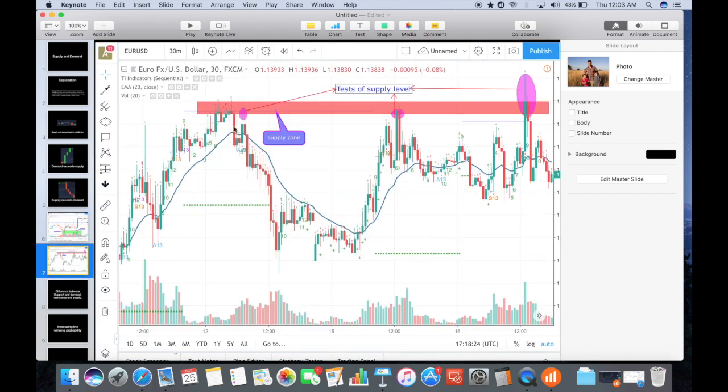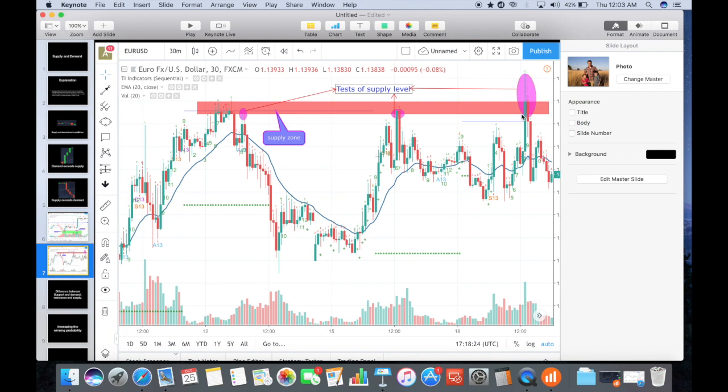Same for the supply zone. This is a supply zone. Exactly over here, there was an imbalance. The supply exceeded the demand and prices quickly moved away from that level. They tagged it again and started dumping afterwards. That was a test of the supply level, and again the prices moved back. This was a third test, and prices were able to pierce completely through this level.